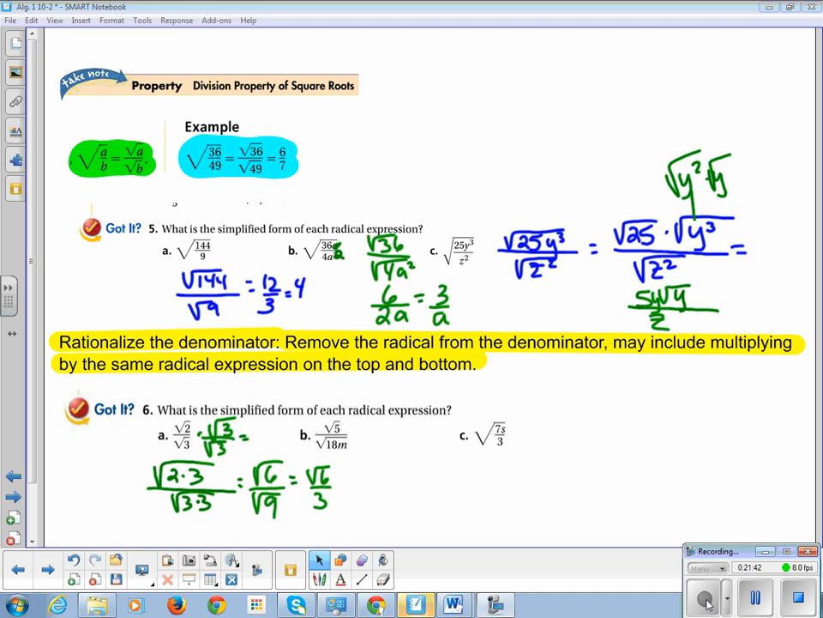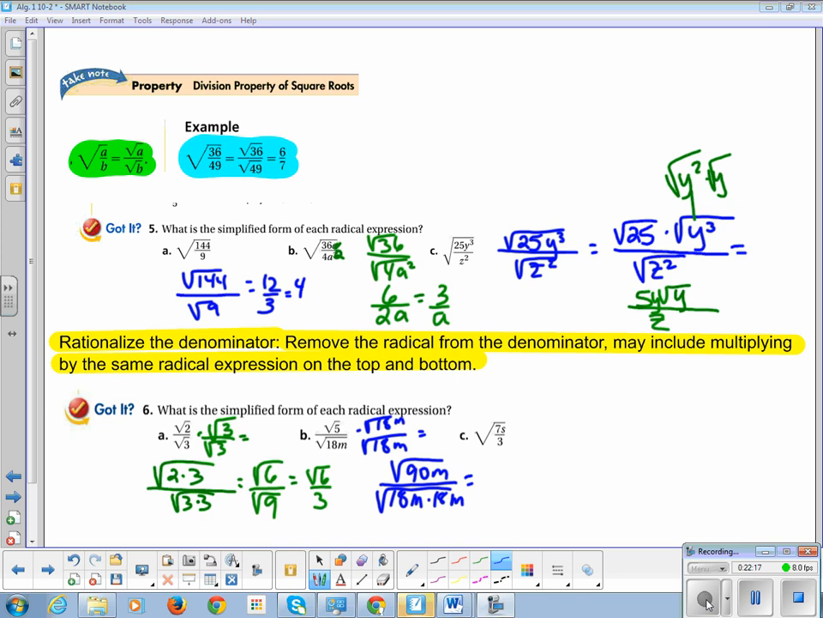We can do the same thing here. So we're going to multiply by root 18m, root 18m. And we get the root of 5 times 18, which is 90m, over 18m times 18m.